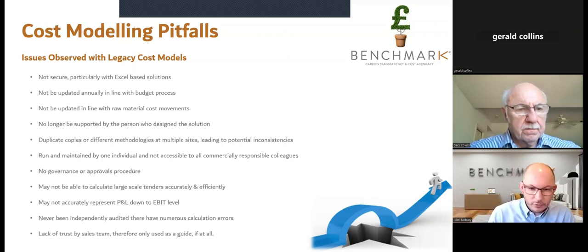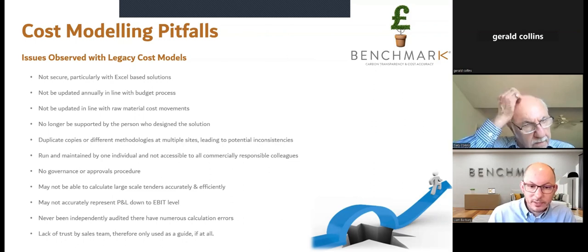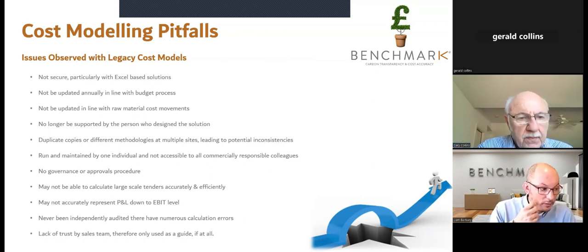No governance or approvals procedure. It's amazing for me. I come from a world of global key account management. Price was always a huge topic and treated very seriously. In a lot of companies, it's just not. A guy can come up with a price in his office and it can find its way to a customer within 24 hours and nobody's approved that price. What if that guy's made a mistake? He's human. It's easy. So make sure you've got a good governance procedure around approvals.